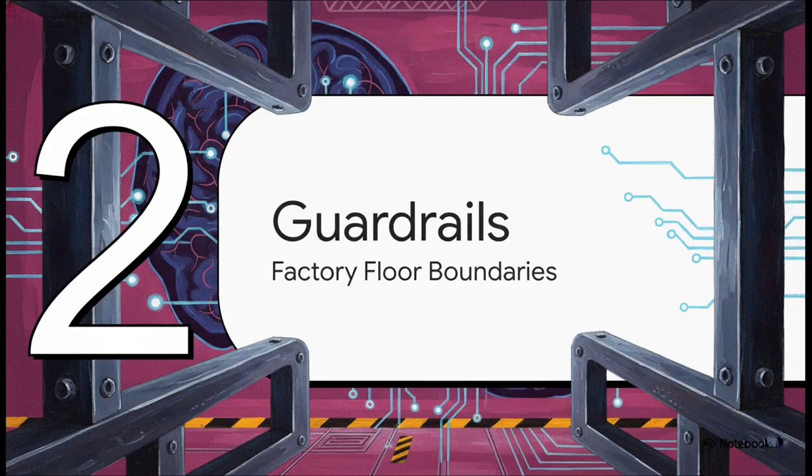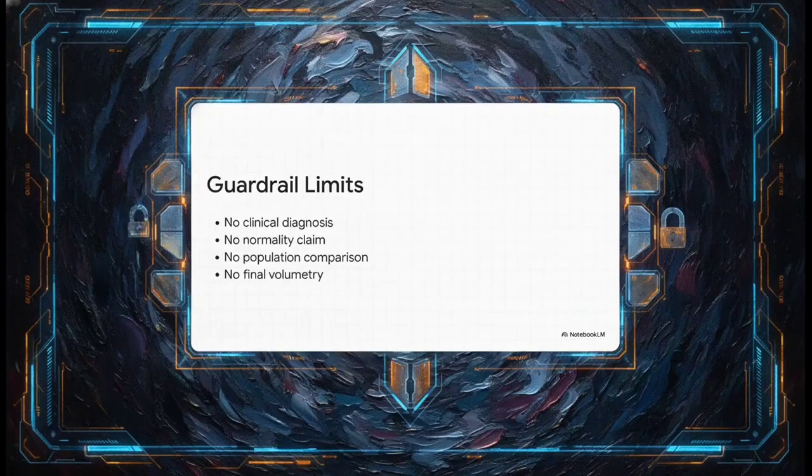Moving on to Part 2. Strict rules and guardrails. The factory floor boundaries. The crucial takeaway here is that this pipeline generates conditionally accepted technical measurements only, zero medical inferences. I mean, just look at that massive list of no's. It almost borders on paranoia, doesn't it? But it's for a very good reason. No normality claims, no population comparisons, absolutely no identity or cognitive inferences. We are purely in the business of saying this voxel is here and that voxel is there. It's honestly a beautiful display of absolute scientific restraint.